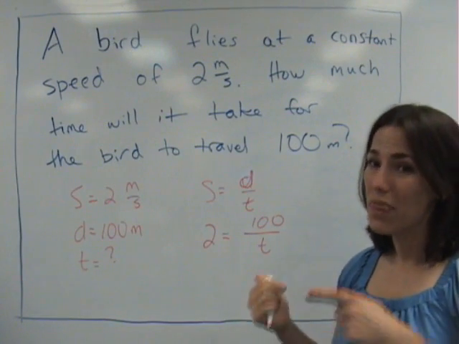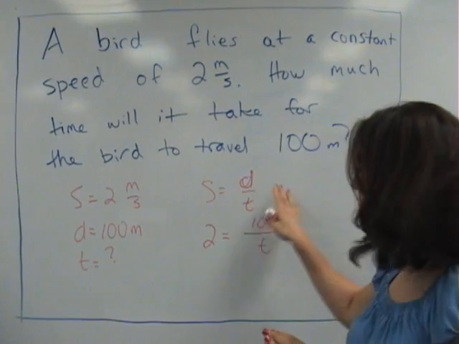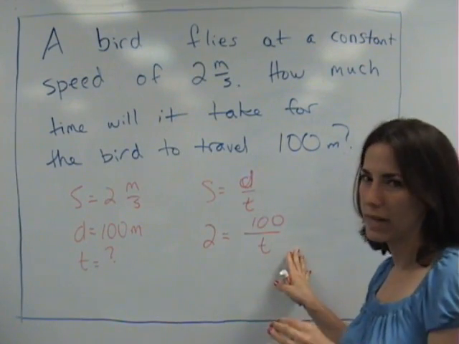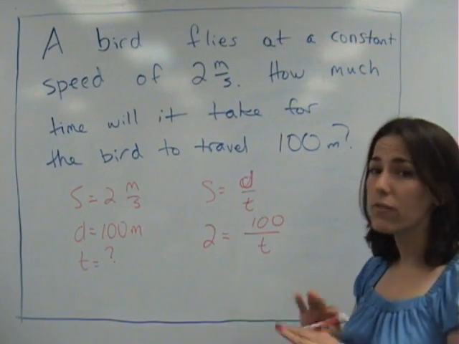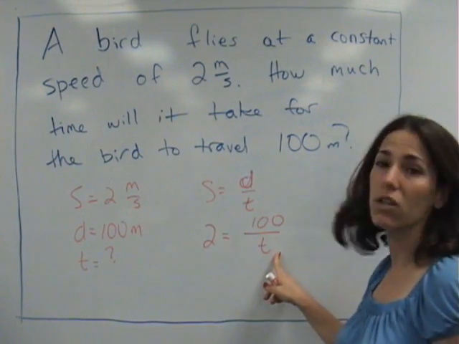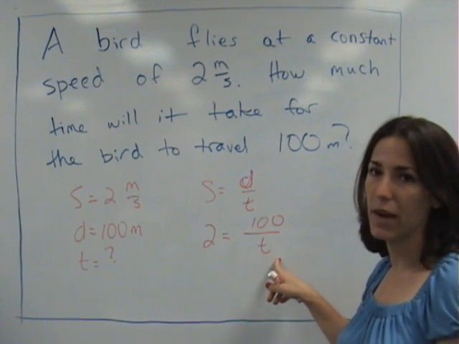With this problem, the unknown is in the denominator, and that's where it gets a little hard. People often set this up correctly, but then don't find the right answer because they're not sure what to do when the thing you don't know is in the denominator. So your first step is to get your unknown, your x, if you will, out of the denominator. I need t to not be in the denominator anymore.